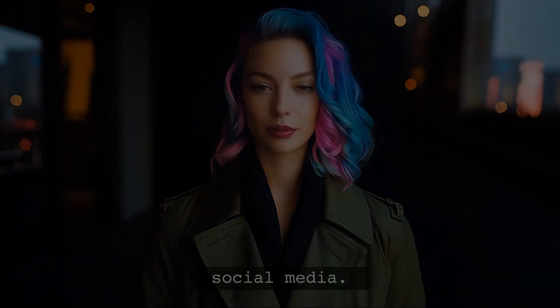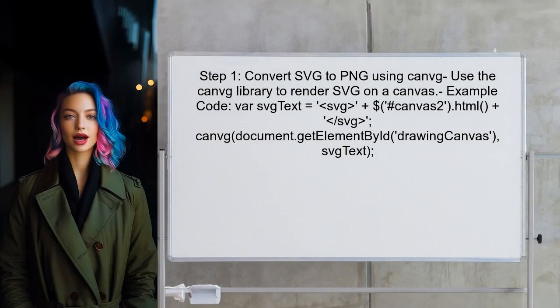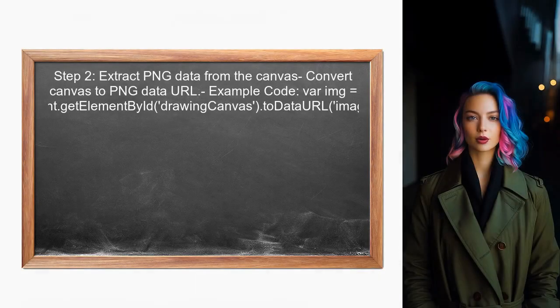To share the SVG image on Facebook, the user first needs to convert the SVG to a PNG format. This can be done using the CanVG library, which renders the SVG onto a canvas. Next, the user should extract the PNG data from the canvas. This is done using the toDataURL method, which converts the canvas content into a base64 encoded PNG string.